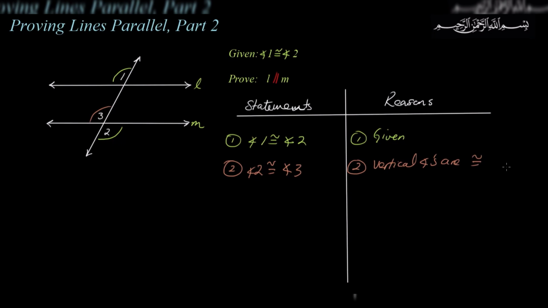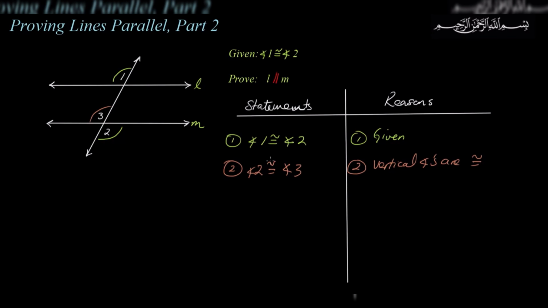That's a theorem. Vertical angles are congruent. Okay, that's a theorem. Now, I don't want to put a T there because that sounds like true. That's a theorem, so you can just write vertical angles are congruent. Okay. Now what?